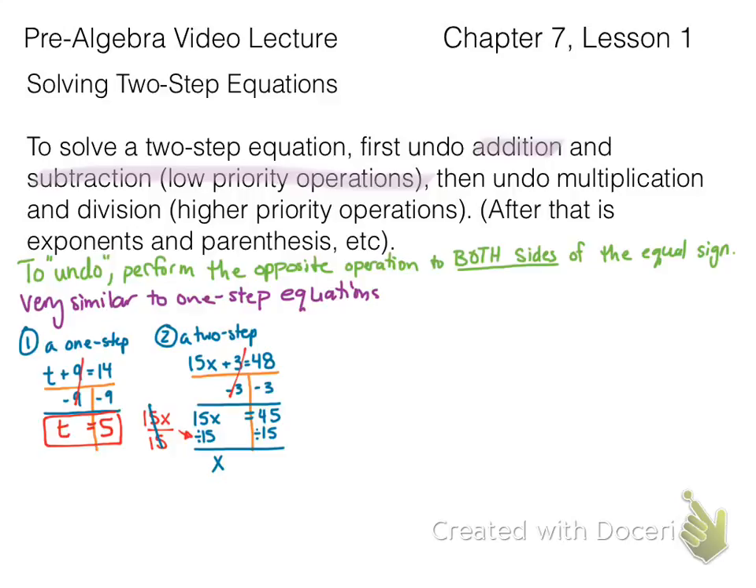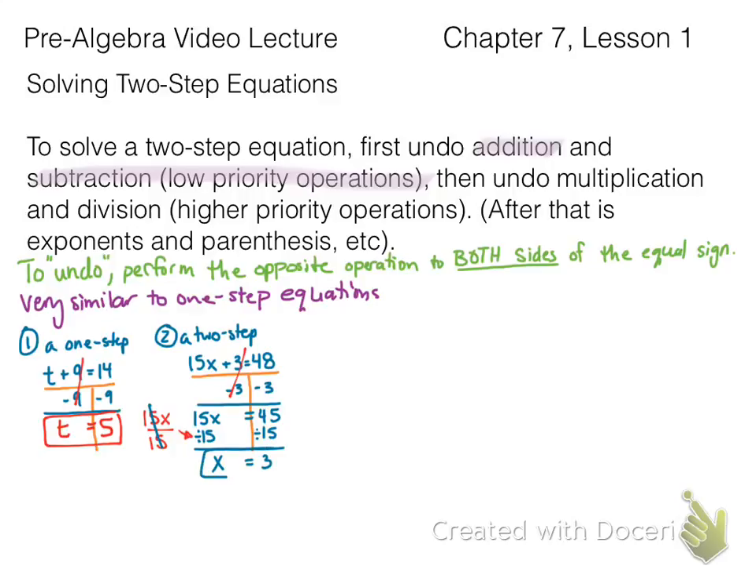Now on the left side of my equal sign, I only have an x left over. And now I need to divide 45 by 15, which is not 9, because that was back when I thought 15 was 5. So 45 divided by 15 should be 3, which it is.